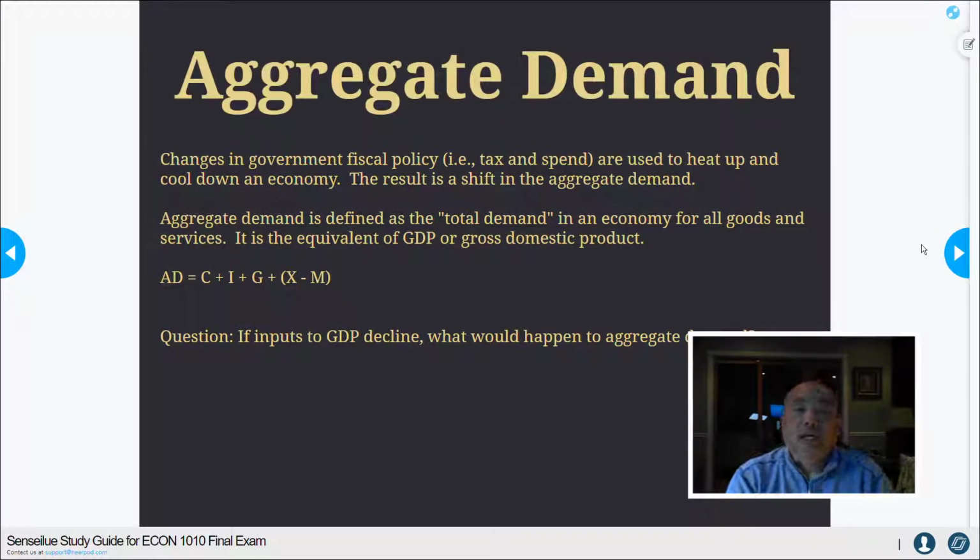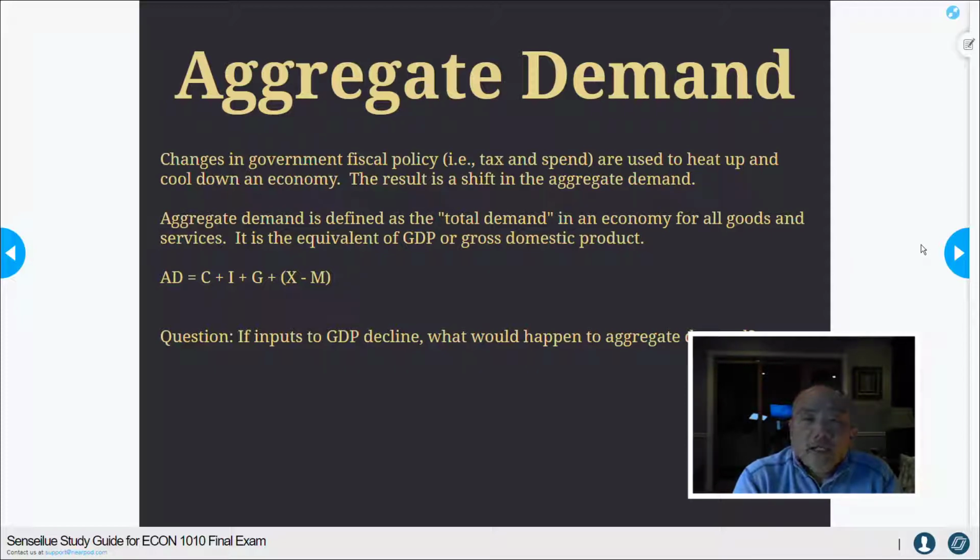First thing that you'll need to know about is aggregate demand. Aggregate demand is the same as total demand. It is also the same as GDP, or gross domestic product. It is the equivalent of consumer spending, investment spending, government spending, plus exports minus imports.